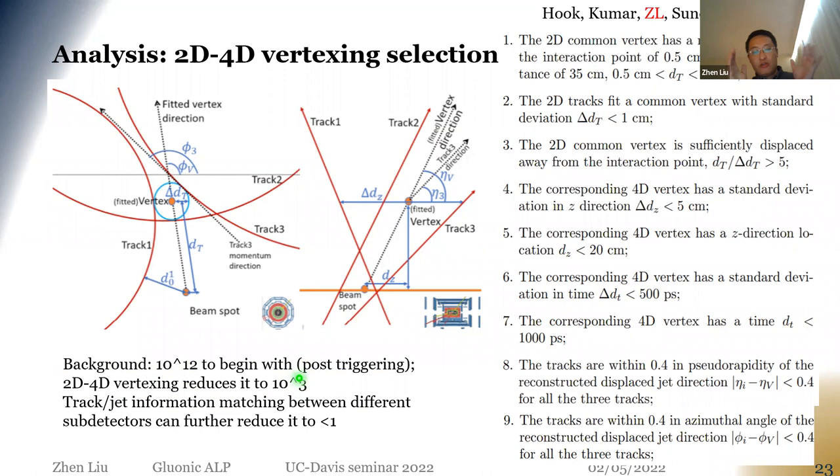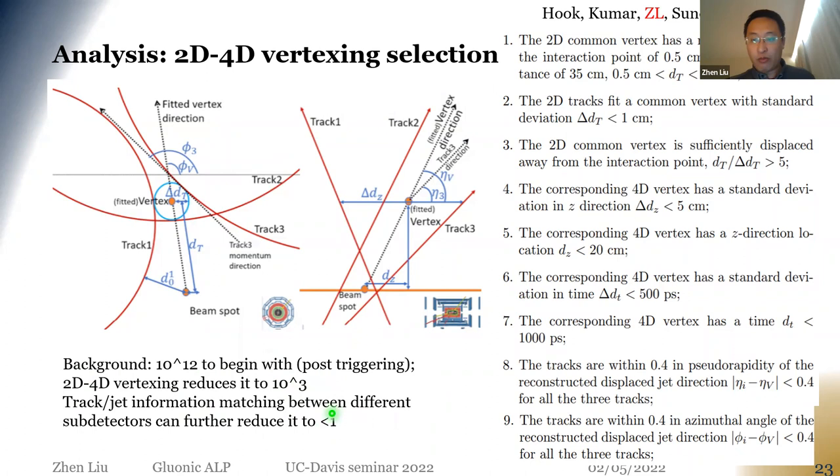Okay, that's just using the tracking information alone. Tracking has a little bit of timing information as well. However, any axion-like particle decaying into hadrons will deposit energy in the calorimeters, the hadronic calorimeter. If we match the information there, you'll be able to provide another few orders of magnitude suppression. So it's very possible that we can reduce the background to order one, which is manageable.